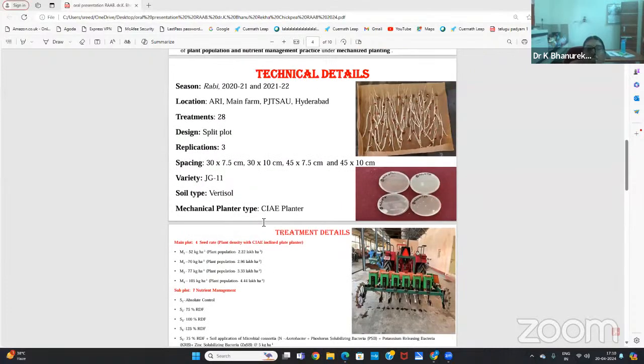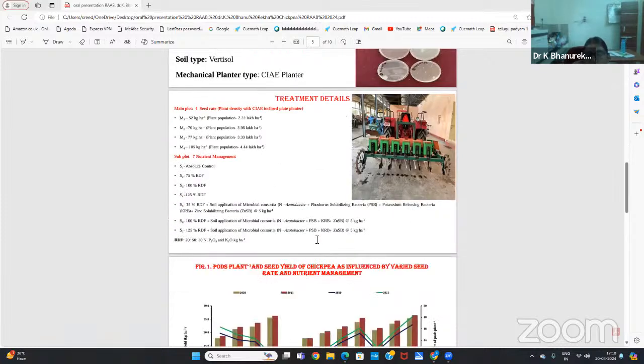Looking at the technical details, the season was Rabi, the treatments are 4 into 7, that is 28, and the design was split plot, with seed rate in the main plots and nutrient management in the subplots. The spacing for the respective populations was 30 by 7.5, 30 by 10, 45 by 7.5 and 45 by 10. The variety adopted was JG 11, the most famous variety among the farming community, and the soil type was vertisol. As already discussed, the CIAE planter had a shoe type of opener.